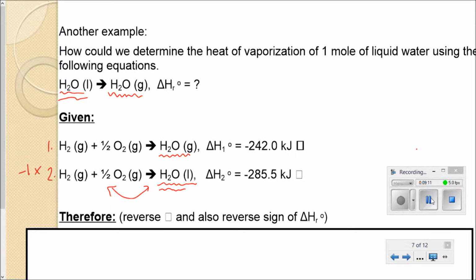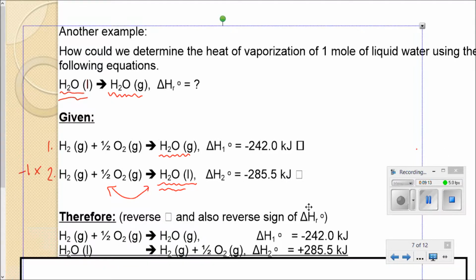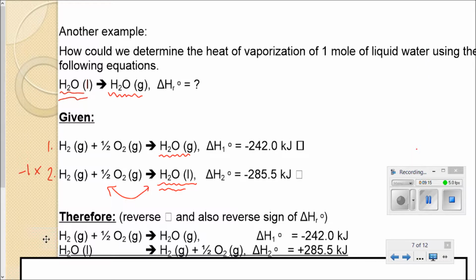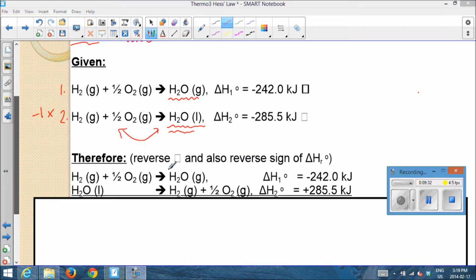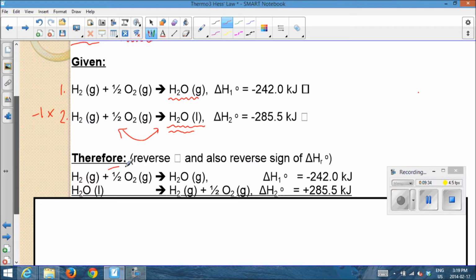So let's see what happens when we flip it. This is what it looks like when we flip it. Equation number 1 is just the same. And equation number 2, you flip it, but you change the enthalpy value. Now what you're going to do is add all the reactants together and all the products. If you want to do this a little bit faster, you can already start canceling things out. This half O2 on the reactant side will cancel out with this half O2 on the product side.